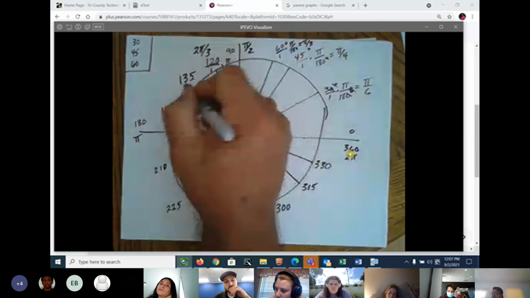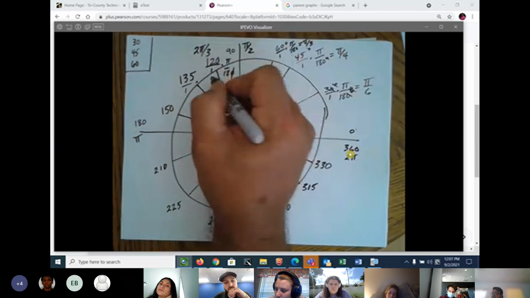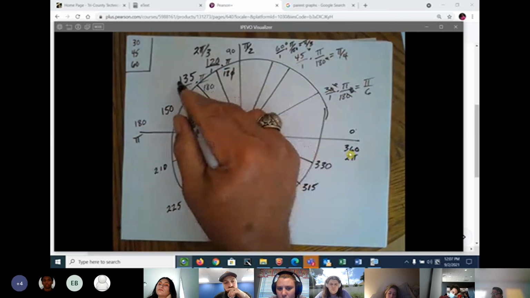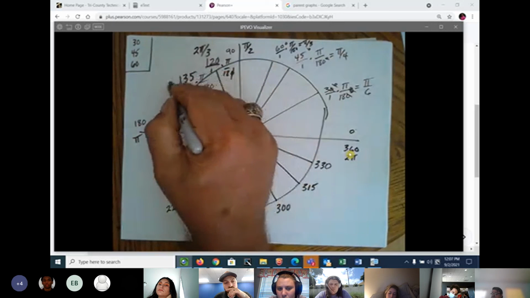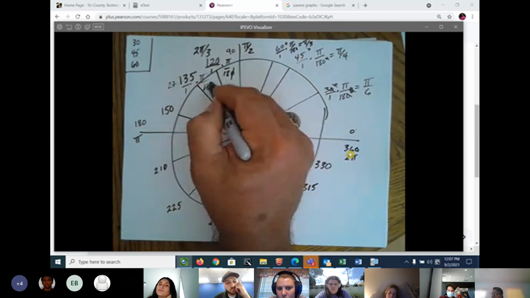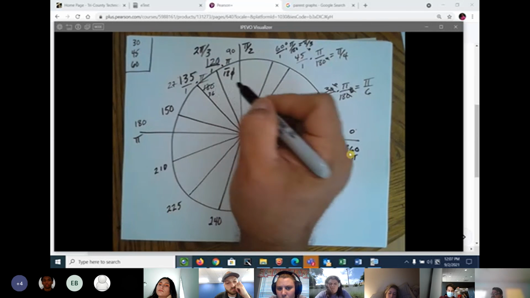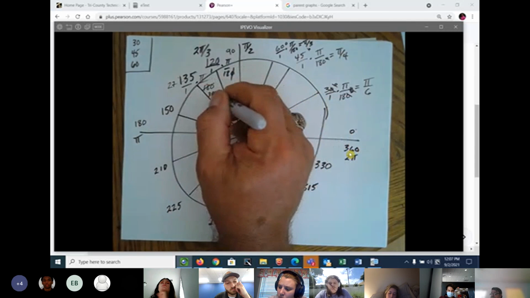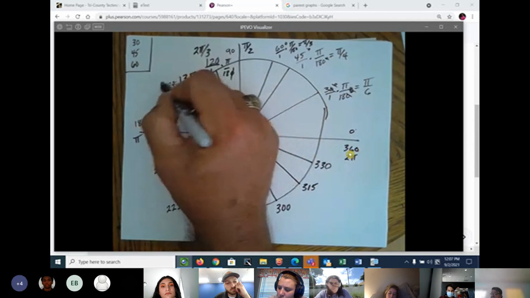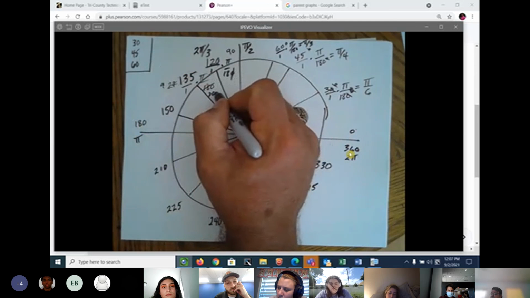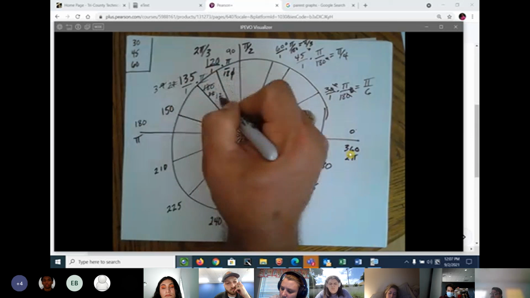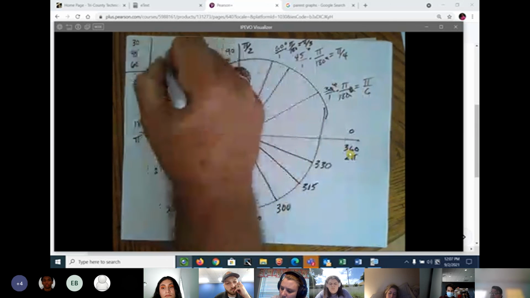Well, 135 over 1 multiplied by pi over 180. Okay, 5 will go in there 2, and that'll leave 7. 5 will go in there 3 and 6. I believe 3 will go into both of these. That'd be 9, 3 will go in there 12. 3 will go in there 3. That's 3 pi over 4.